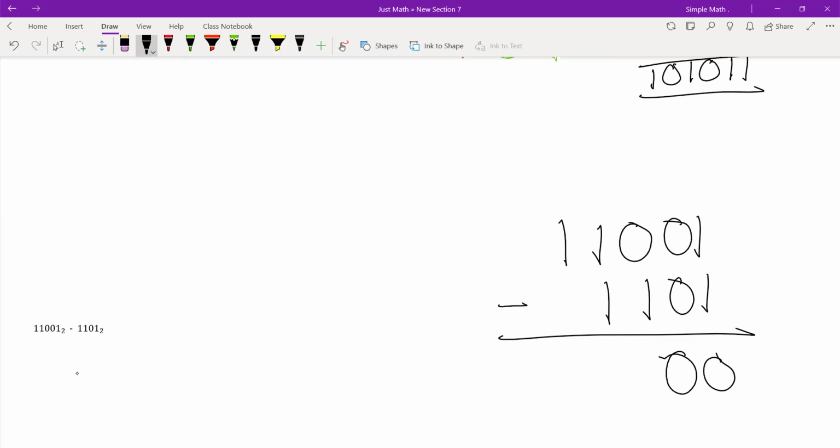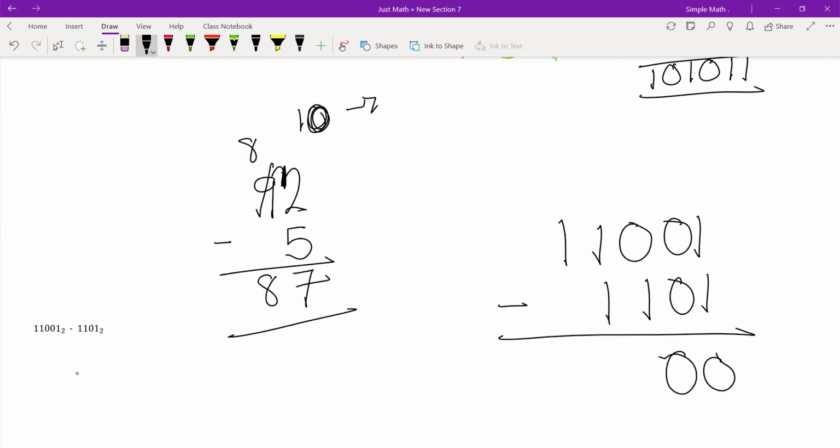Let me take you back to base 10. Let's say we have 92 minus 5, for example. Obviously, you can't subtract 5 from 2. So you borrow 1 to make it 12. You're actually borrowing 10 because we're dealing with base 10. So 12 minus 5 is 7. We're left with 8, and it becomes 87.